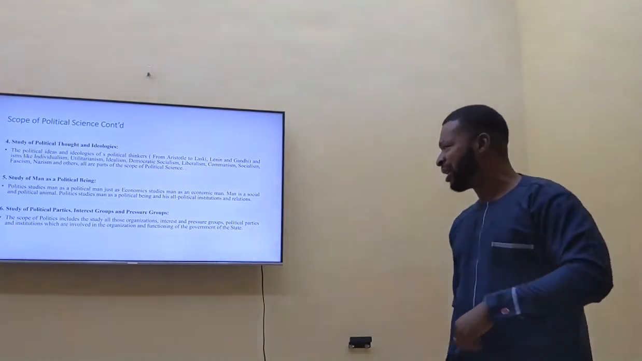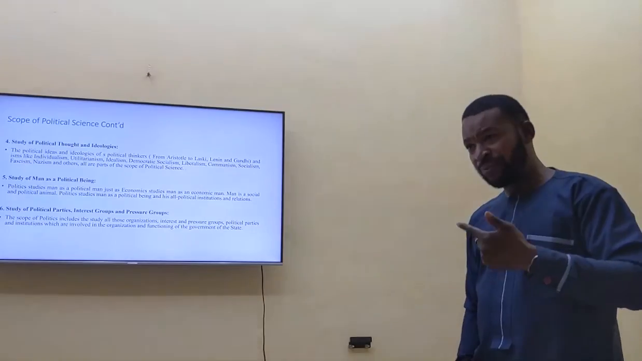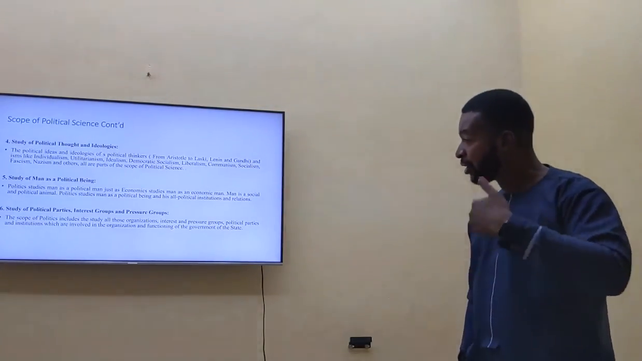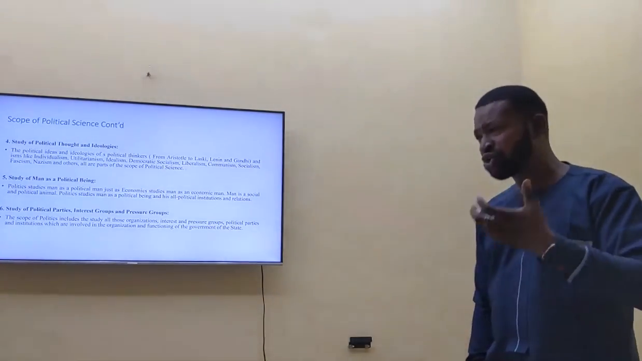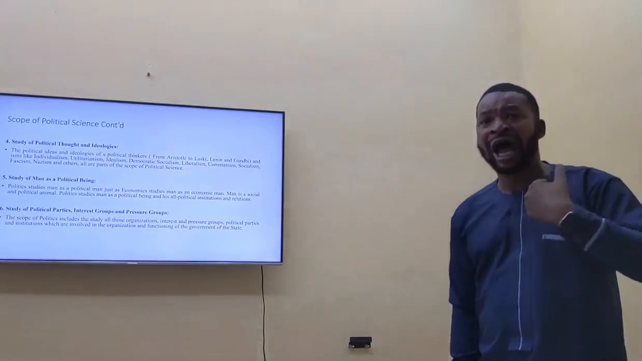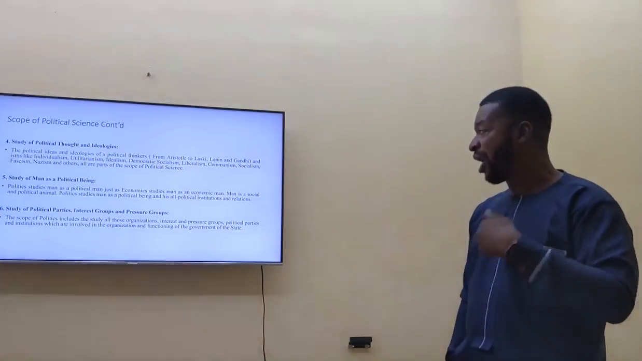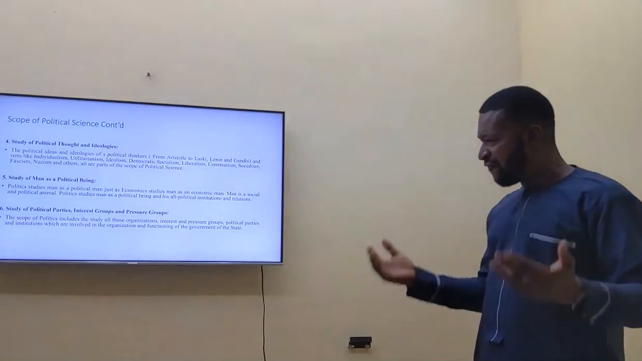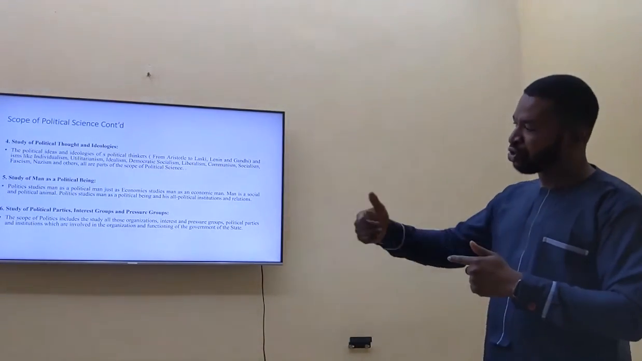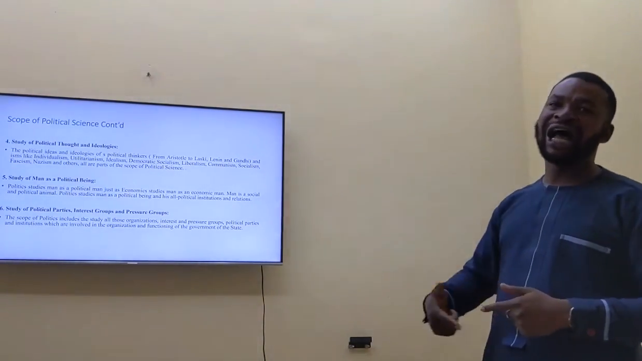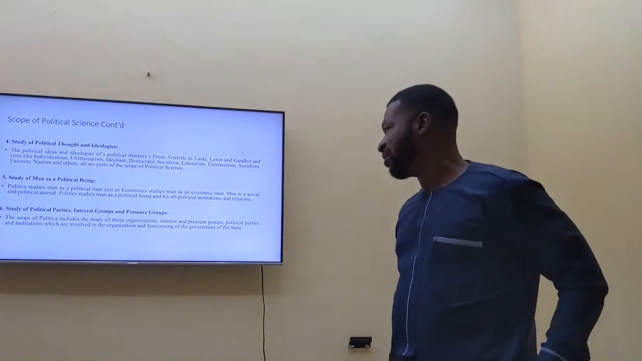In every political system, there are the political parties. The political parties are those parties that contest to control power. The interest groups are those factions and groups that are seeking that their interests are protected or advanced. For you to study every political system, it is important to study these groups because they are key actors in the political system.